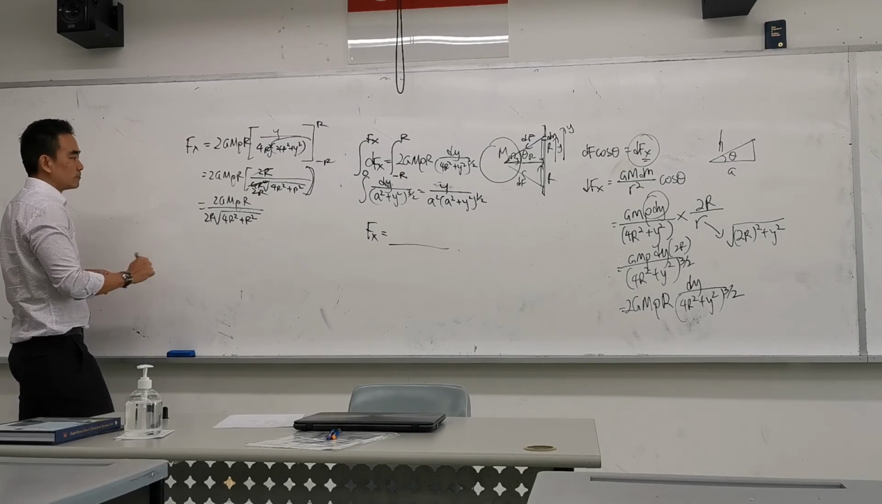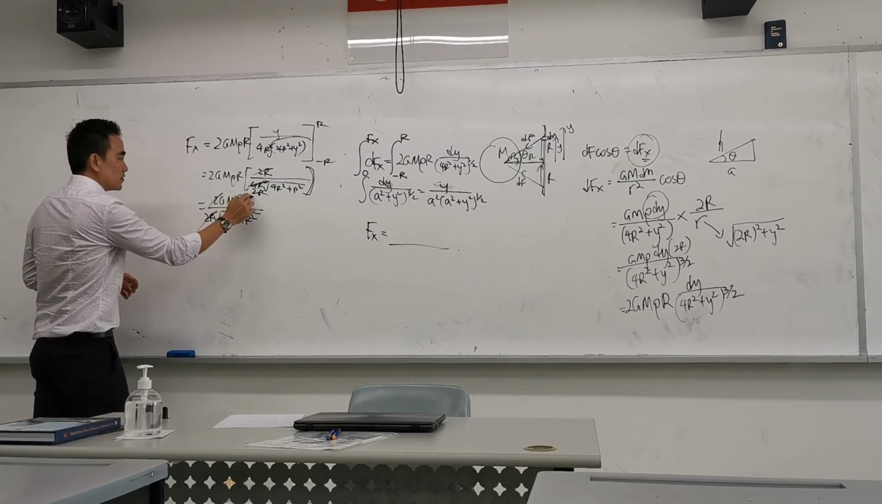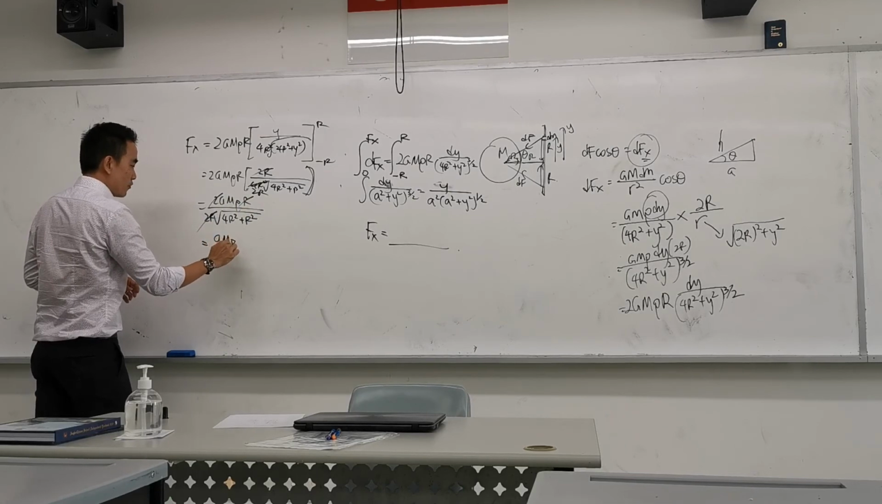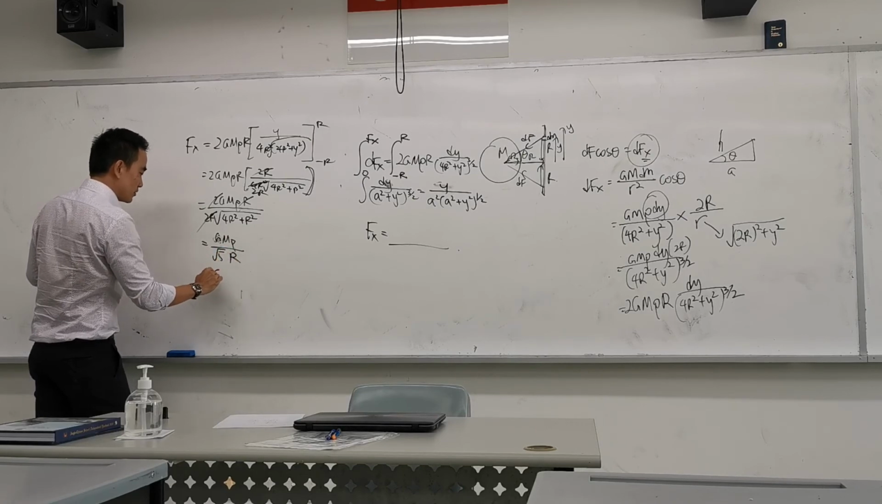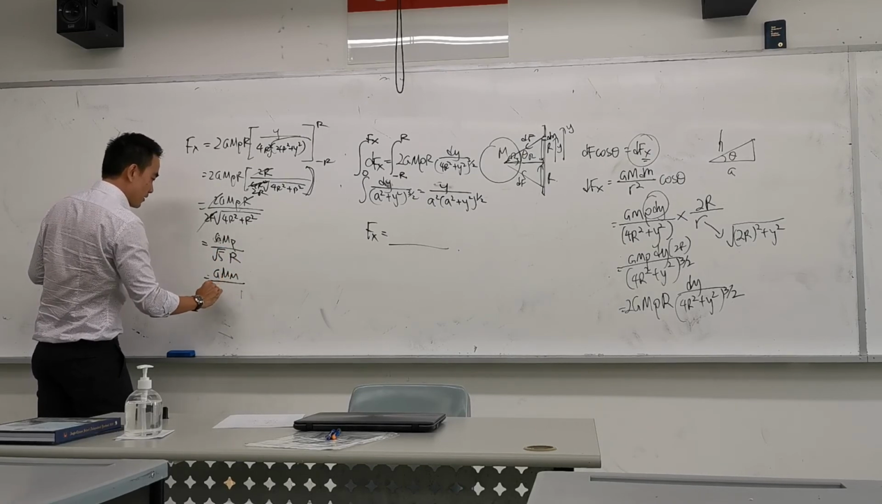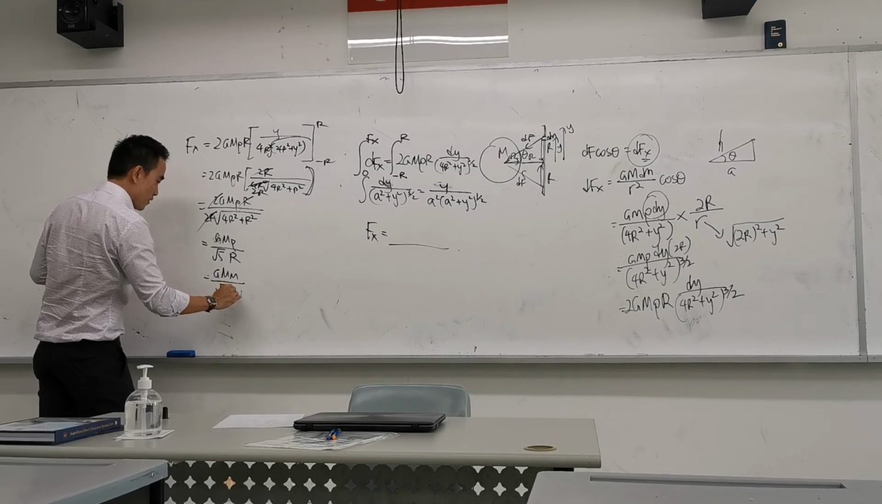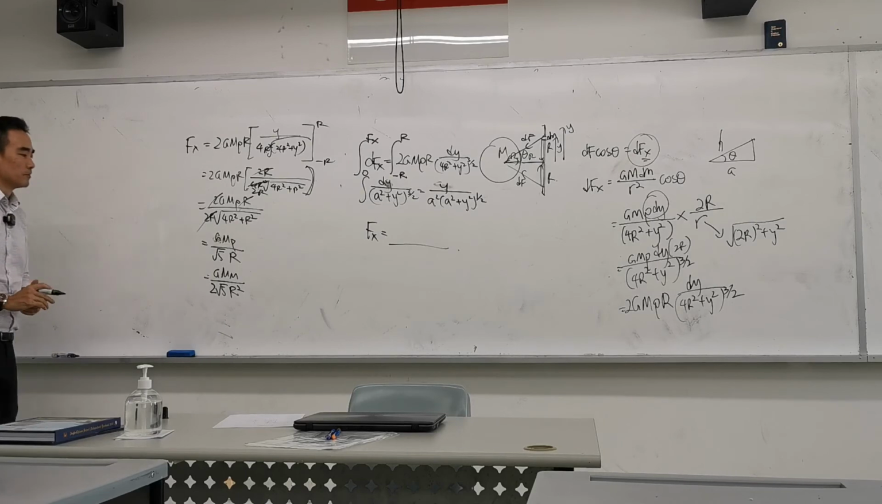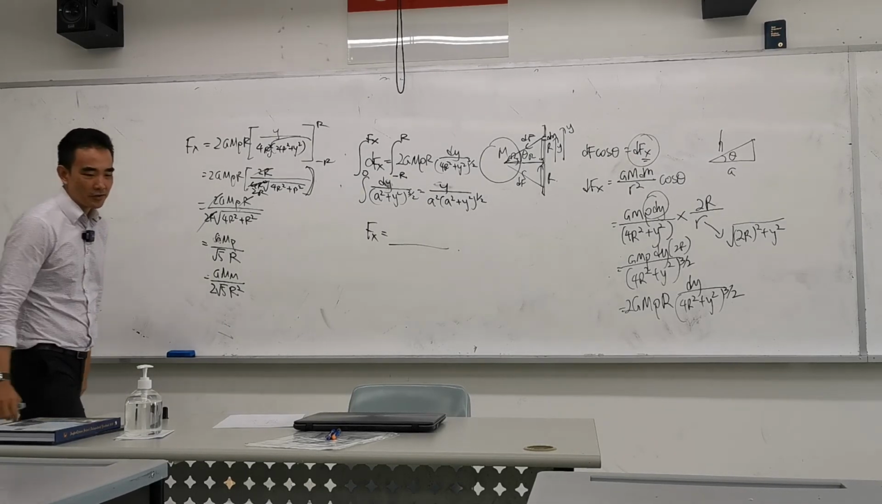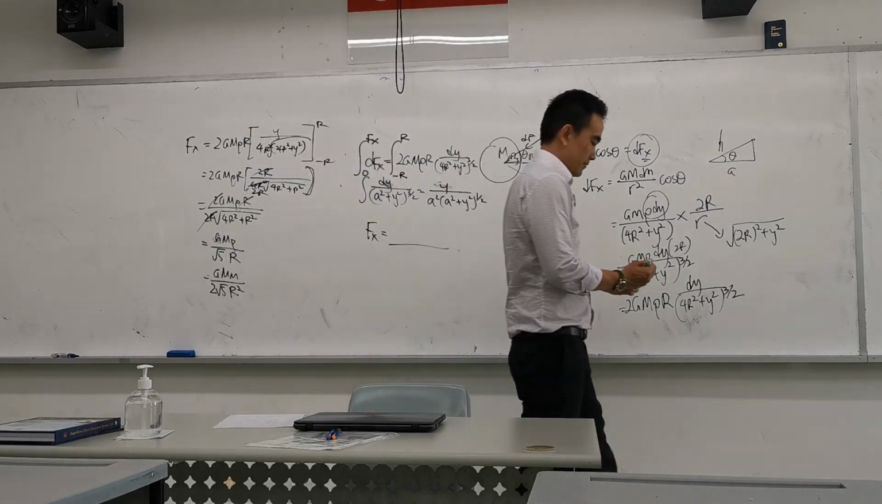Yep. And this 2R cancels with this 2R. GM rho divided by root 5R, which is equals to GMM upon root 5 R square, and it is 2R, so it should have a 2. Ta-da! If you do everything correctly, it should look something like that.